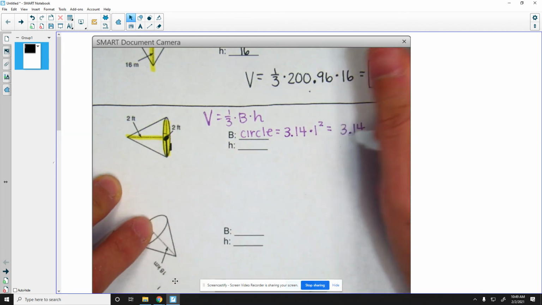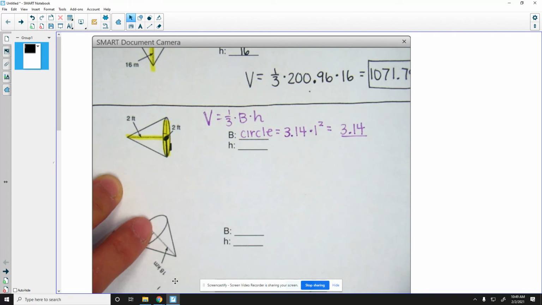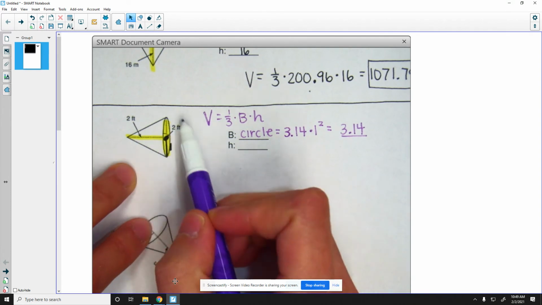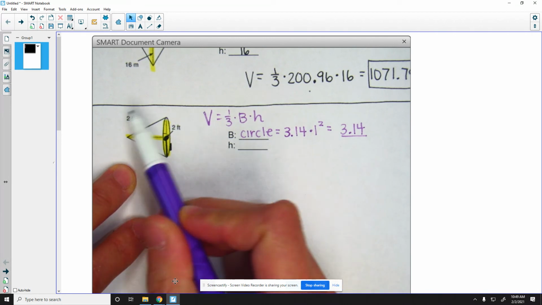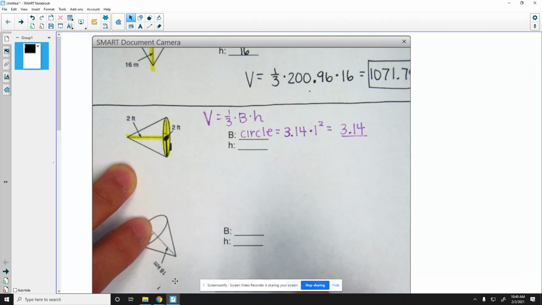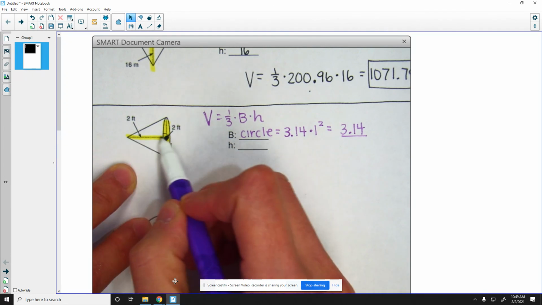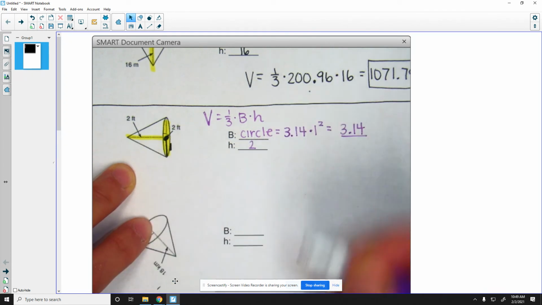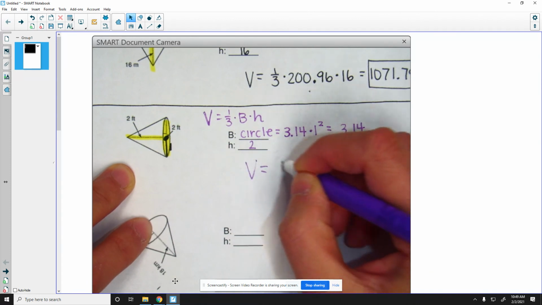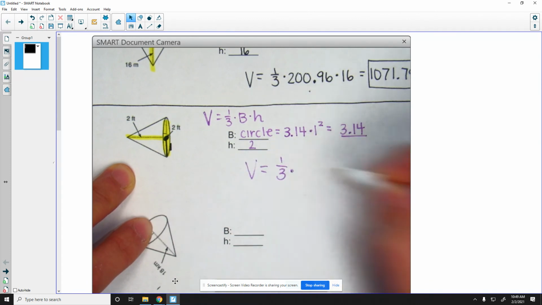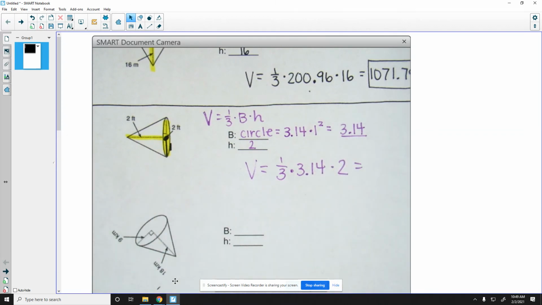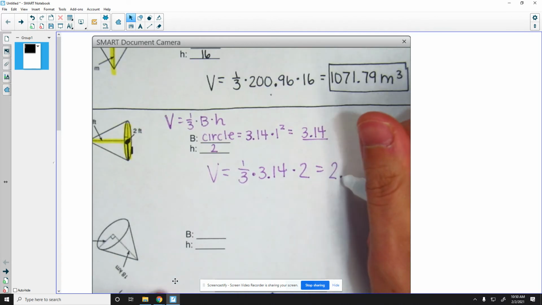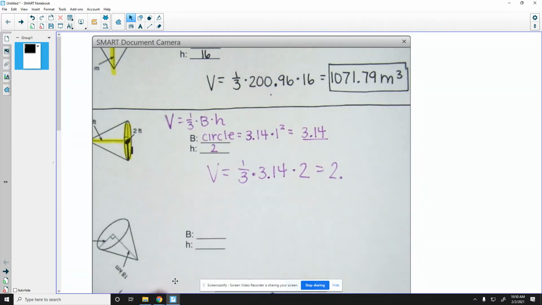Okay, 3.14, easy enough. All right, my height. My height is the line that goes through the whole shape. Parker, how tall is this? Yeah, just this line right here, 2. Okay, so I'm good to go. Volume equals 1/3, don't forget the 1/3, times 3.14 times 2. I should get something like 2 point something. Should be a really teeny tiny number.